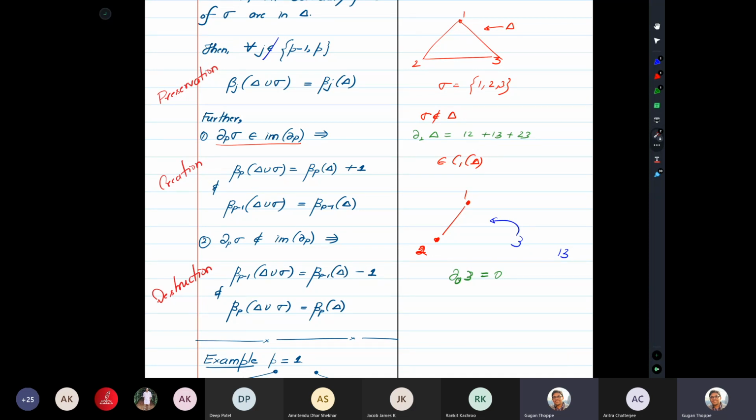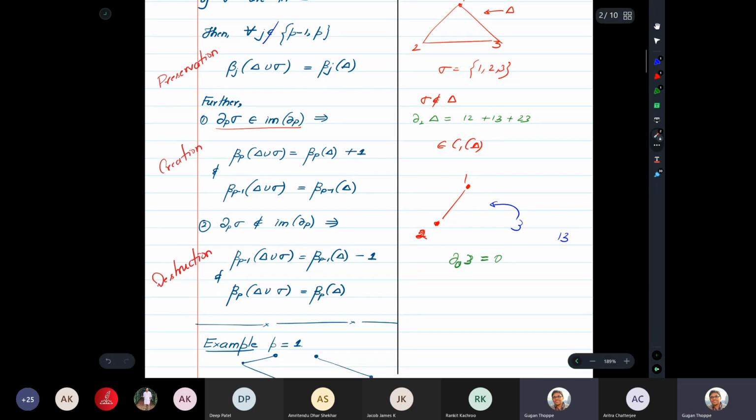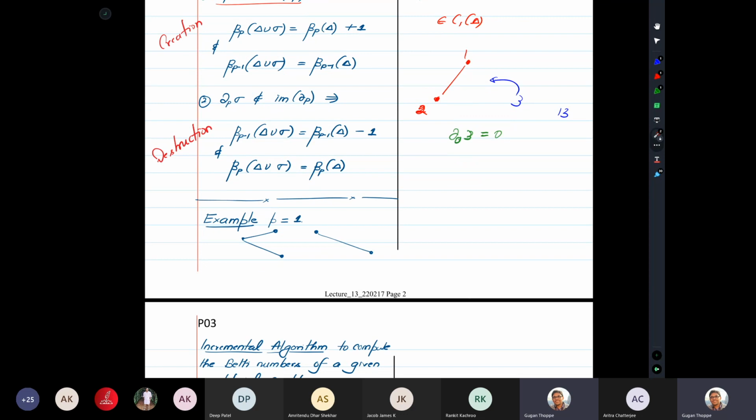Okay, so before I state this condition and explain it, let's look at an example, and then you will be able to appreciate what this theorem is trying to say. Let's look at an example, and in particular we want to look at the case where p is 1. This is the simplicial complex that is there currently. You can see that it has 5 vertices and 3 edges. And I want to add one edge to this simplicial complex.